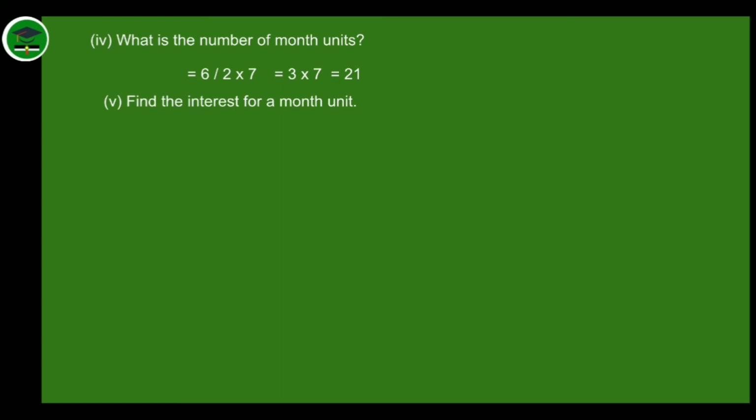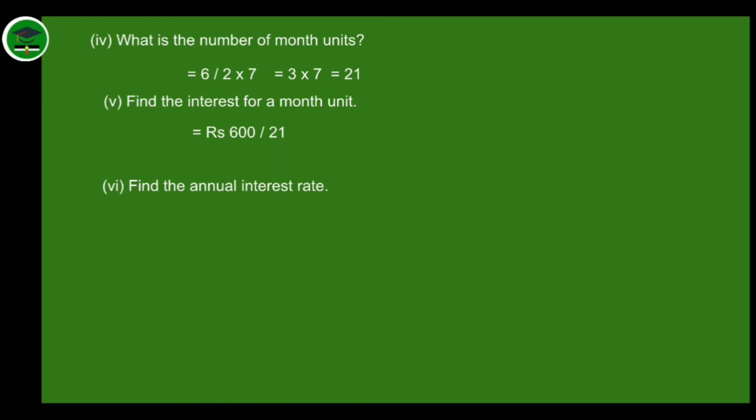Find the interest for a month unit. How can you find the interest for a month unit? You have to divide. Our total interest is this one, so you have to divide this by 21. You can take the interest for a month value.